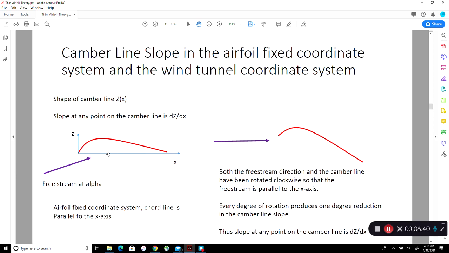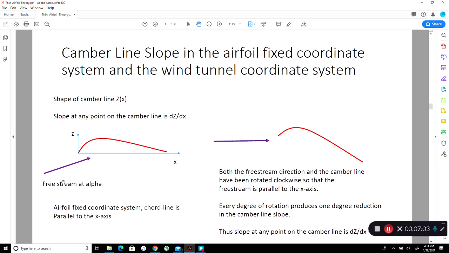So at the quarter chord point, later on when you compute the moment, if the airfoil rotates in the clockwise direction, bringing the nose up, then that's considered positive in our thin airfoil theory. The angle between this purple line, which is the free stream line, and the blue line, which is the chord line, is the angle of attack alpha.